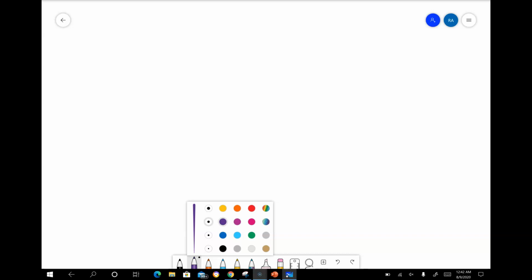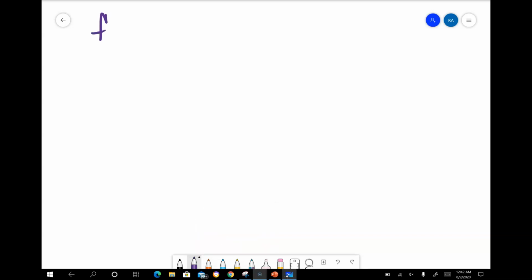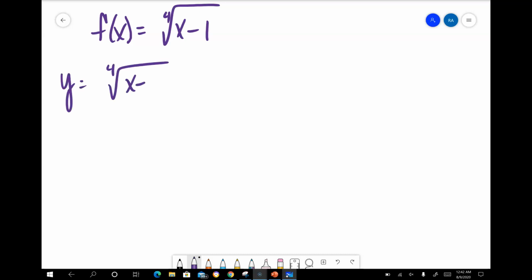Now let's switch to the radicals. So we're going to have f of x is equal to the 4th root of x minus 1. So that's going to be y equals the 4th root of x minus 1. Switch x and y.